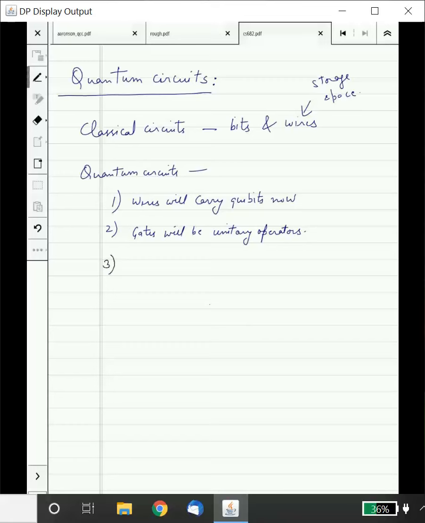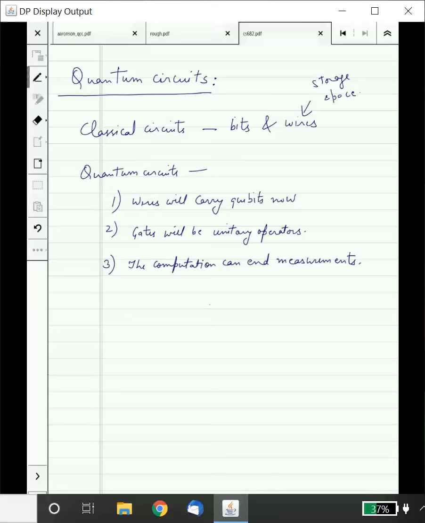Third, the computation can end with a measurement. It depends. If you want a quantum output, then you don't need to measure. But in most cases, we would need a classical output. And in the case when you need a classical output, you will measure the qubits, some of them or all of them, and that will be your answer from the quantum circuit. These are the main differences between a classical and a quantum circuit.